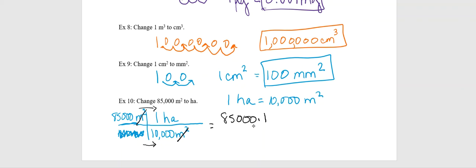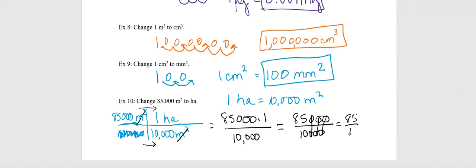85,000 times 1 over the 10,000 that's in the bottom. 85,000 times 1 is 85,000. I still have the 10,000 in the bottom. I go ahead and do my dividing. The nice thing about when you divide both things with zeros, you can cross out. So it's really just 85 over 10, which would be 8.5 hectares.